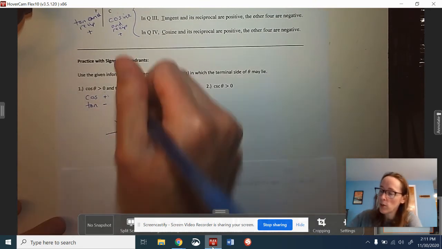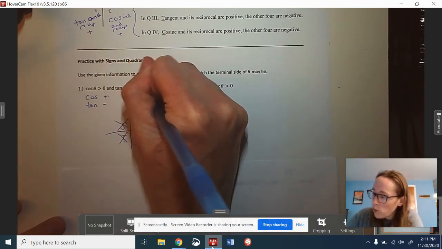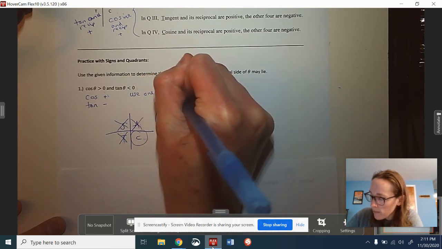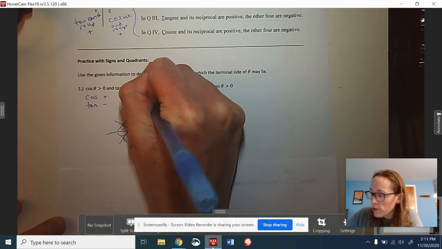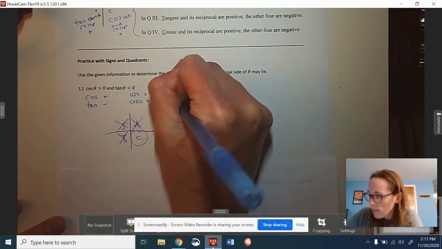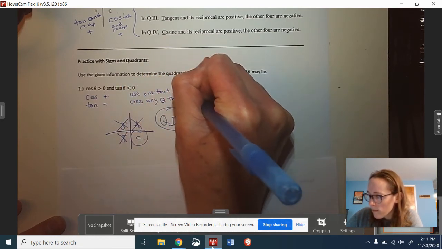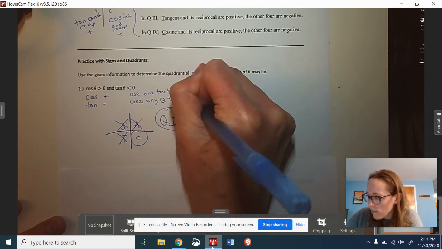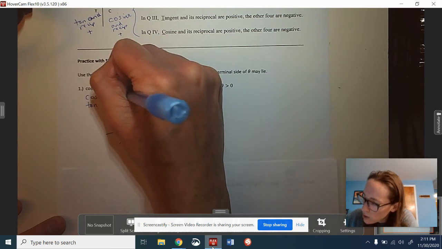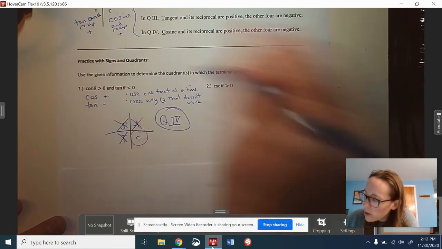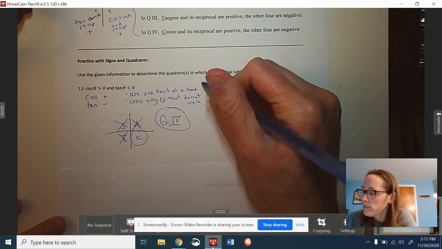And you might even want to write down for yourself: use one fact at a time and cross out any quadrant that doesn't work. Okay, so if you want to write down steps, those would be the steps. Use one fact at a time and cross out any quadrant that doesn't work.